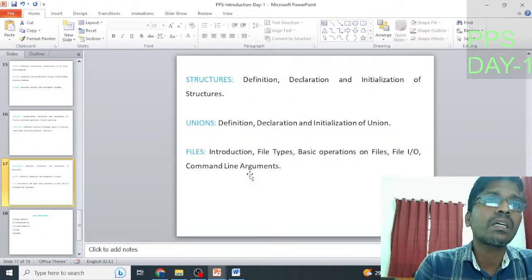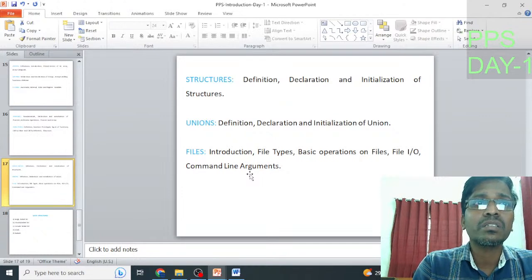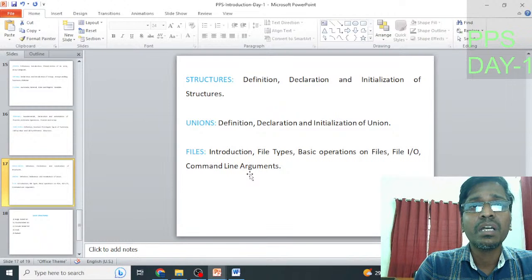So after that, I cover structures. So what is the definition of a structure, how are we going to declare this structure, and how are we going to initialize the structures. And we'll discuss array of structures, structure within structure, and self-referential structures.